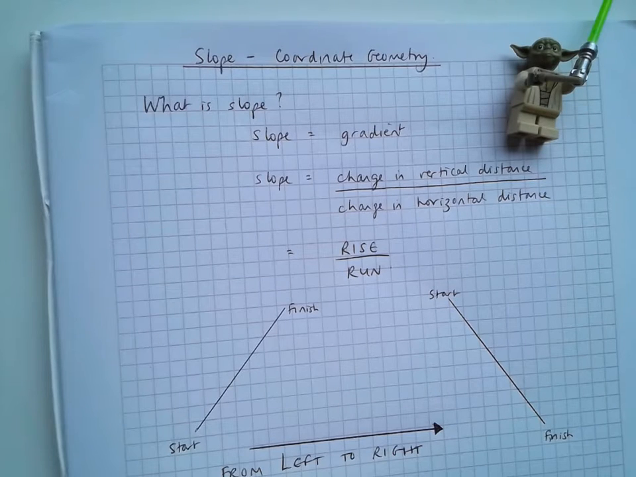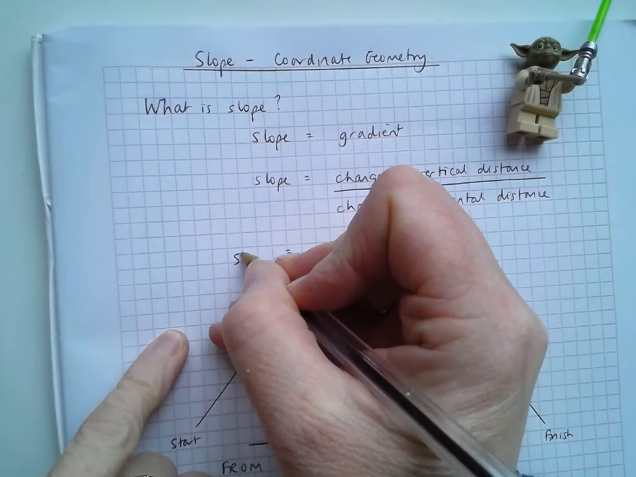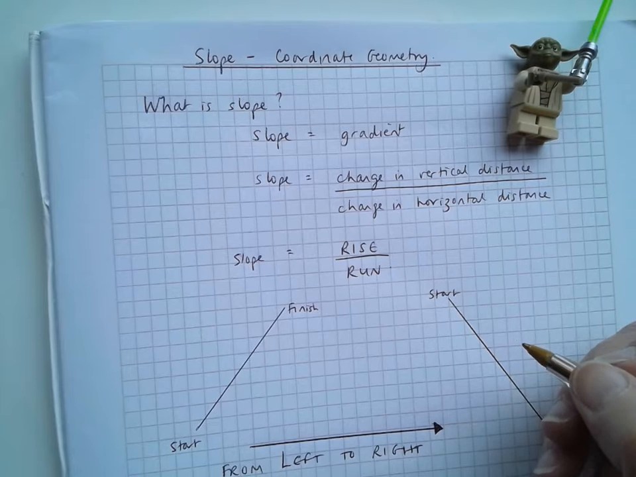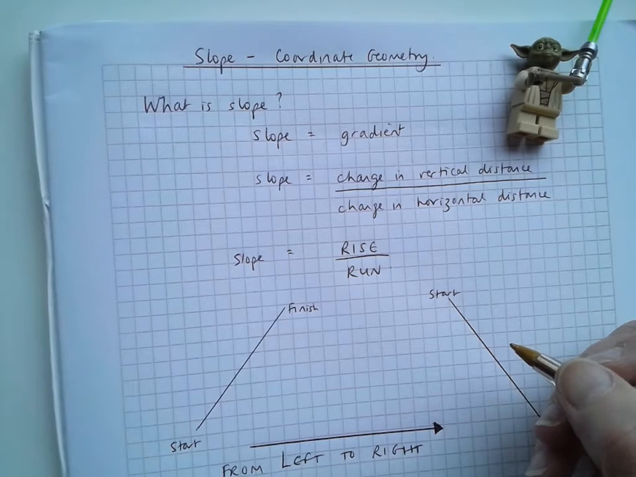And we also talk about it being rise over run. That's a very, very useful definition of slope as well, especially when you have a diagram, because sometimes rise over run makes more sense than the formula we're asked to use.